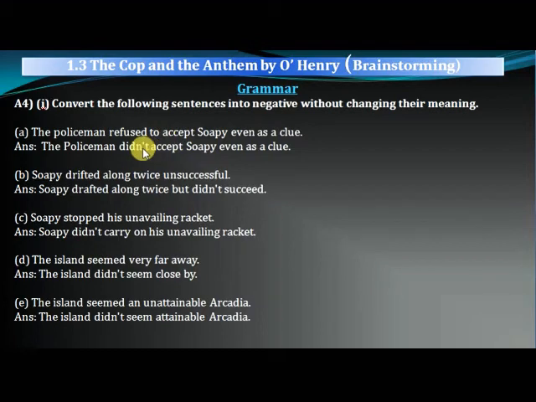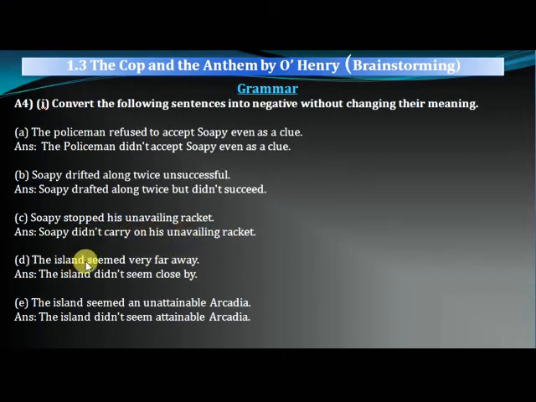So to accept, what did we do? We wrote the negative of the sentence: didn't accept. So Sophie drifted along twice unsuccessfully. So the answer to this is: Sophie drifted along twice but didn't succeed. The C1, Sophie stopped his unveiling racket. Answer: Sophie didn't carry on his unveiling racket.